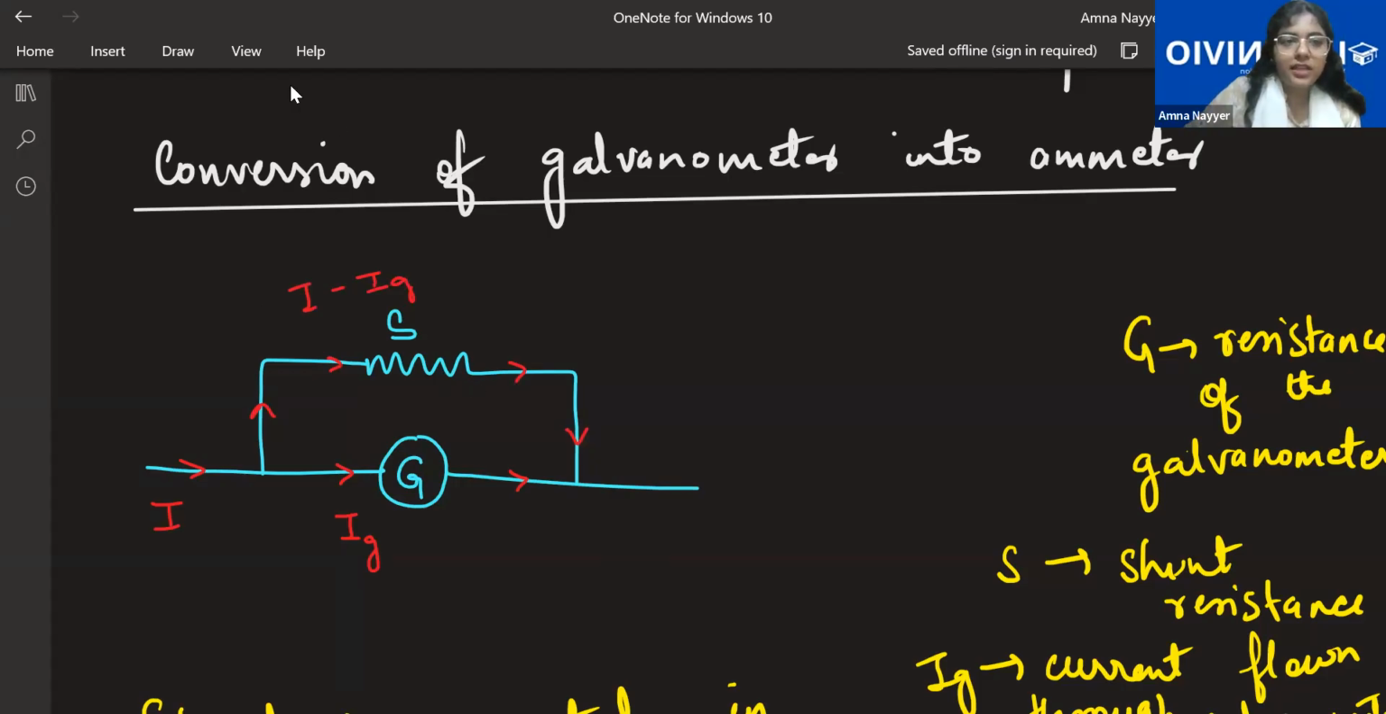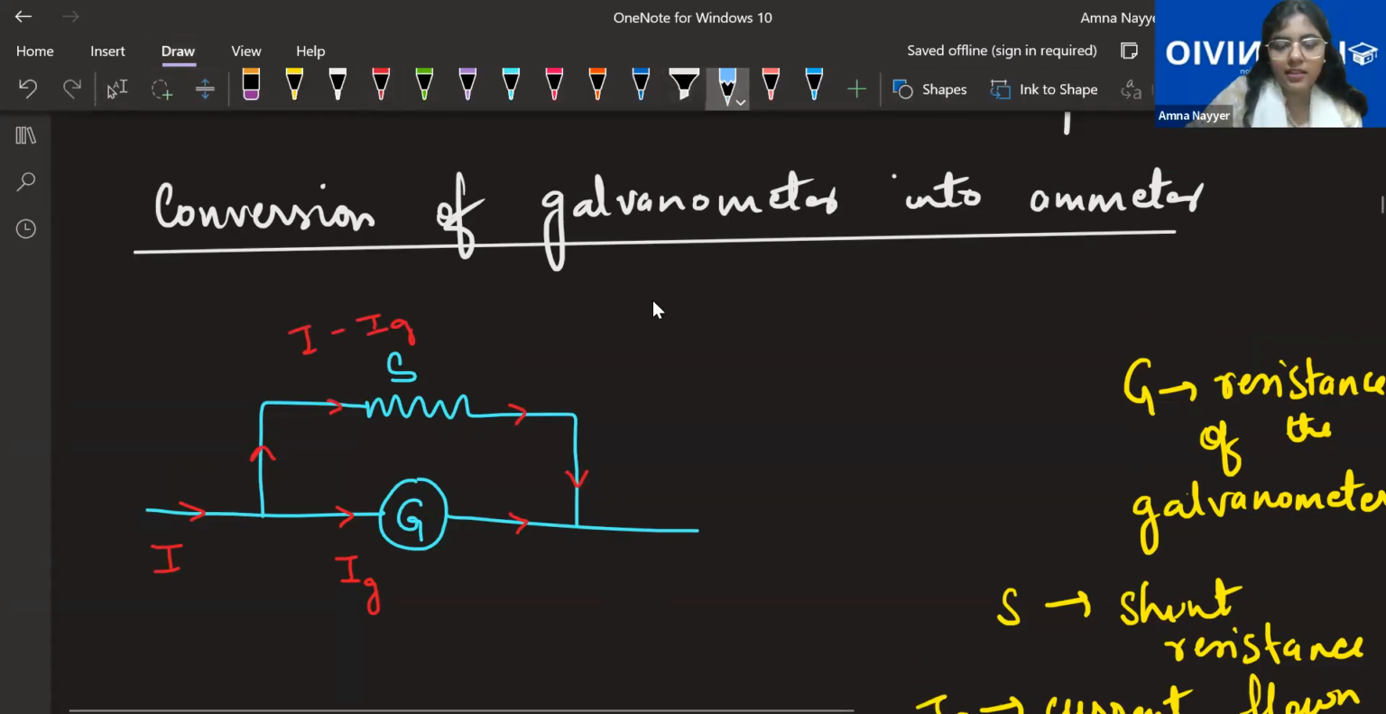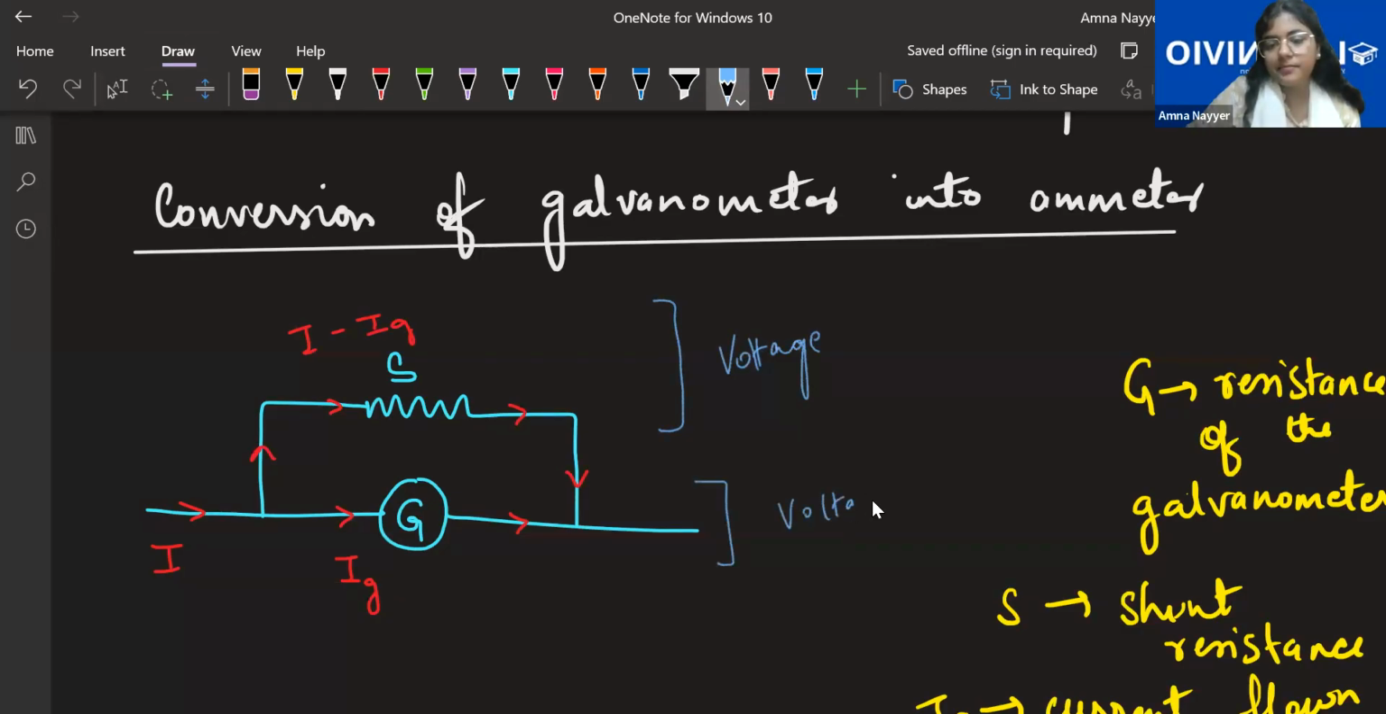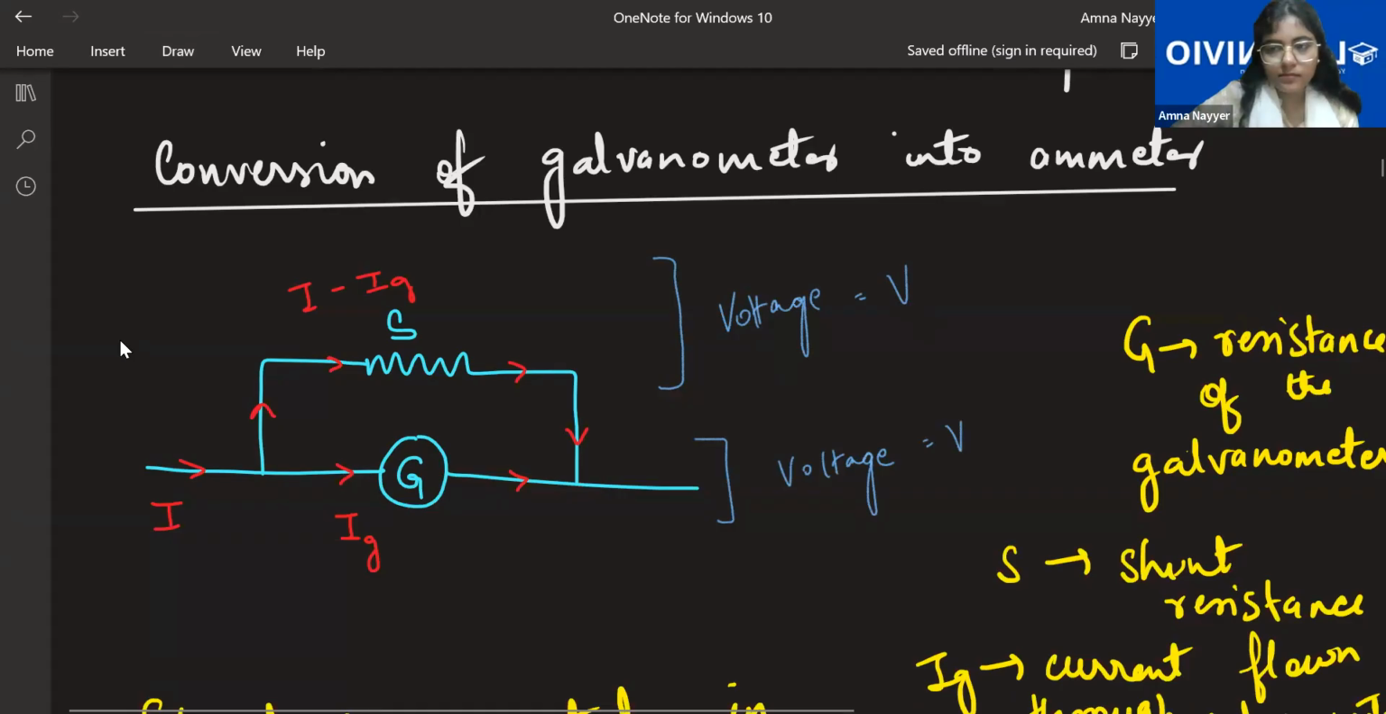Now see, the voltage across this part and the voltage across this part, won't they be the same? Let's say this is V. Yes, ma'am, the voltages will be the same. Why? Because voltage does not split. Current splits, voltage does not split.